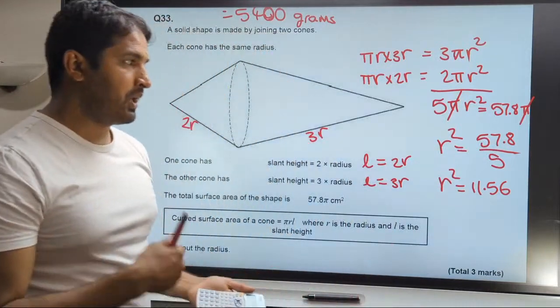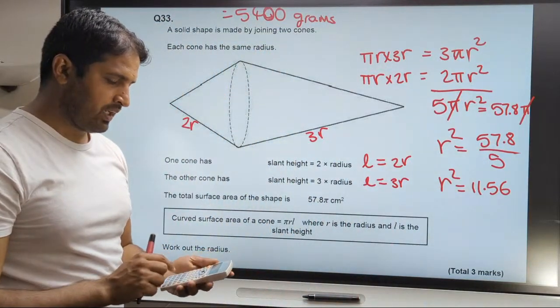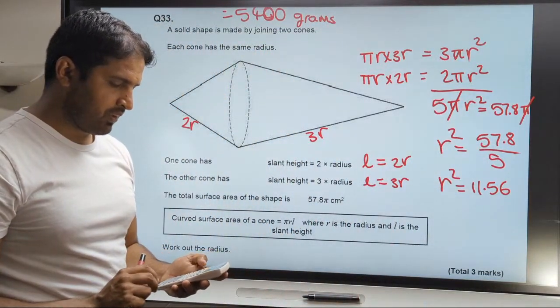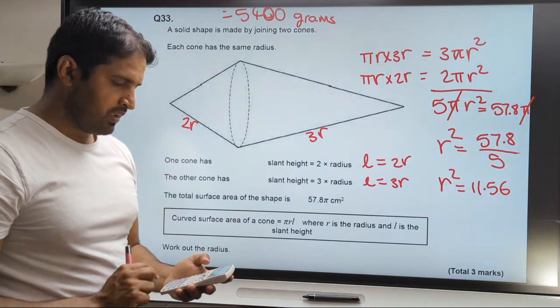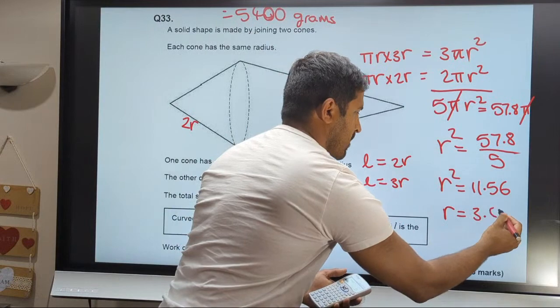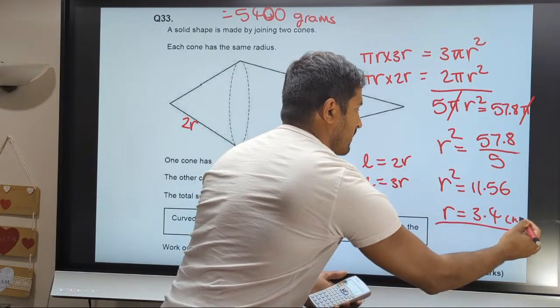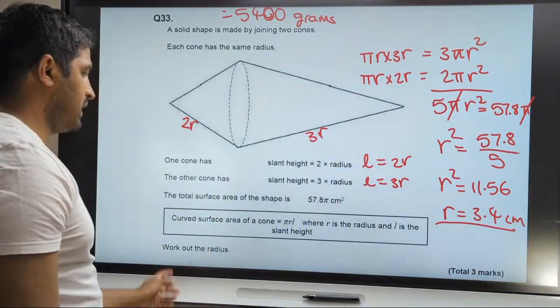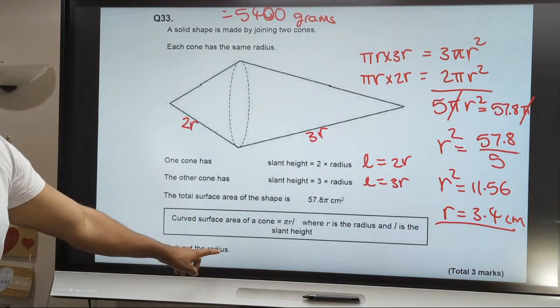Now if you know that R squared is 11.56, all I have to do is the square root. And that gives me R equal to 3.4 centimeters. And that's it. That's what we've been asked to do, work out the radius.